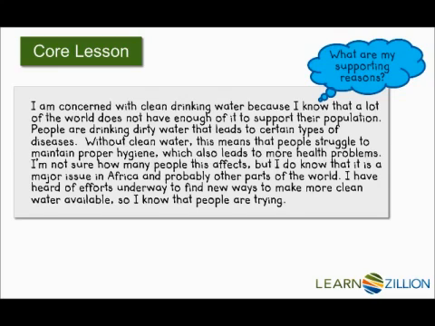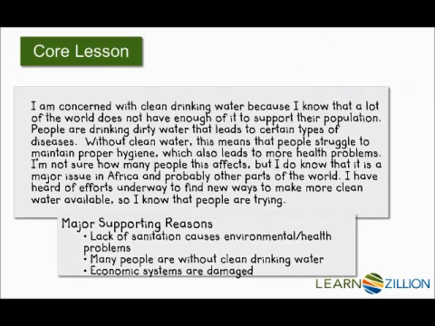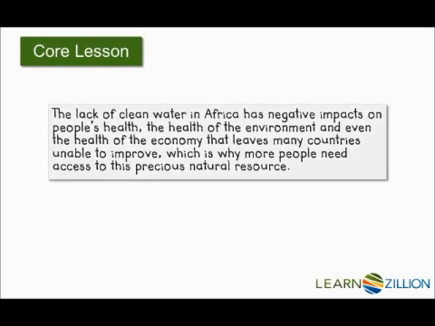So let's try these as my reasons. Lack of sanitation causes environmental and health problems. Many people are without clean drinking water, and economic systems are damaged. Then I take those reasons and also the major claim and I start to develop a thesis statement. Now this is much more refined.